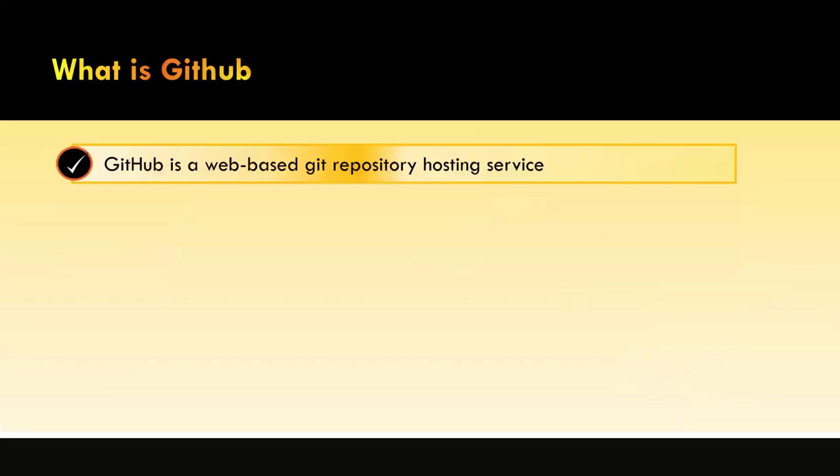What is GitHub? GitHub is a web-based Git repository hosting service. Whatever changes you make in your local system, you want to make available in a centralized place or website, a web-based repository. That is where GitHub comes into the picture.